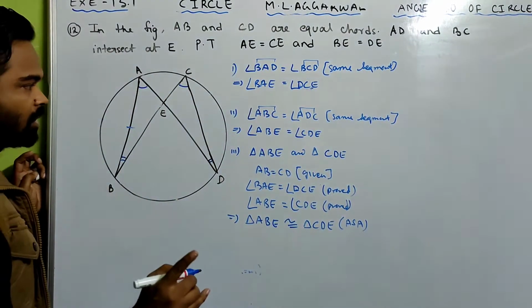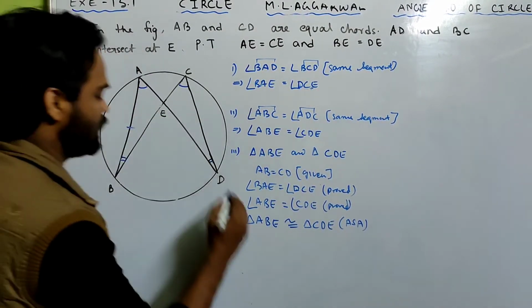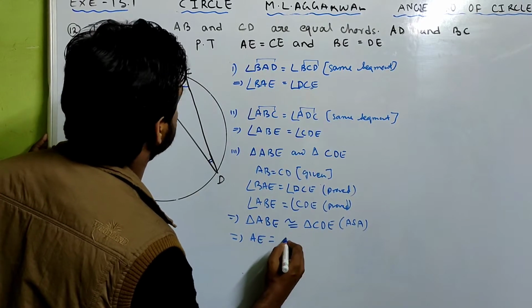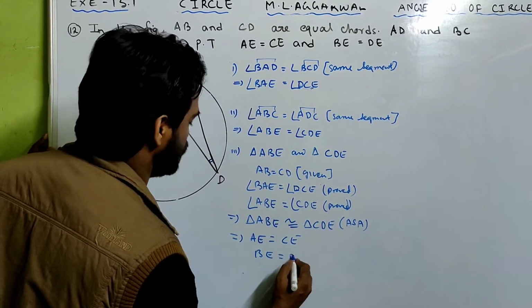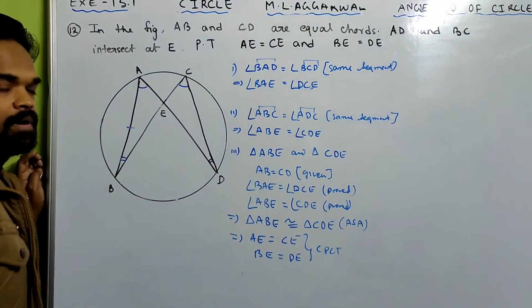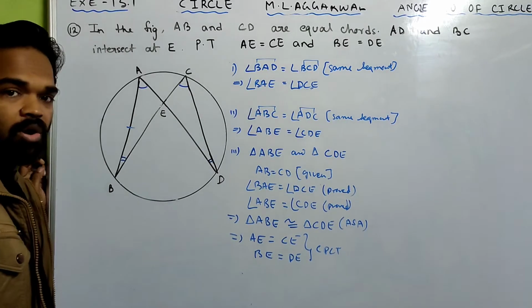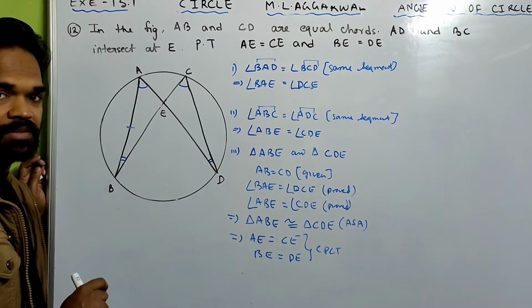And if they are congruent, we know that corresponding parts are equal, which means we can say that AE is equal to CE and BE will be equal to DE, CPCT. Then just prove that these two triangles are congruent and the work is done. Clear? Now let us look at the next sum.